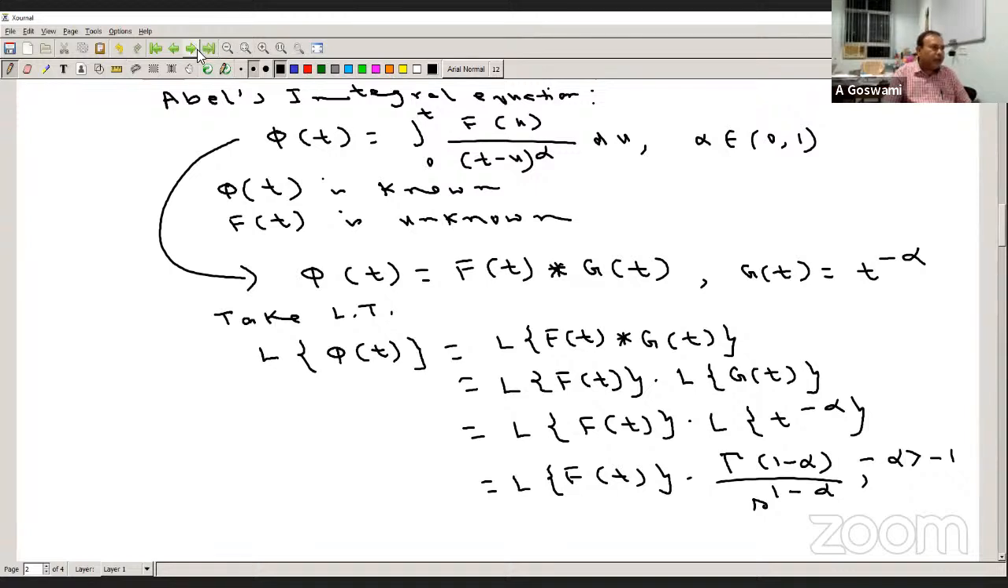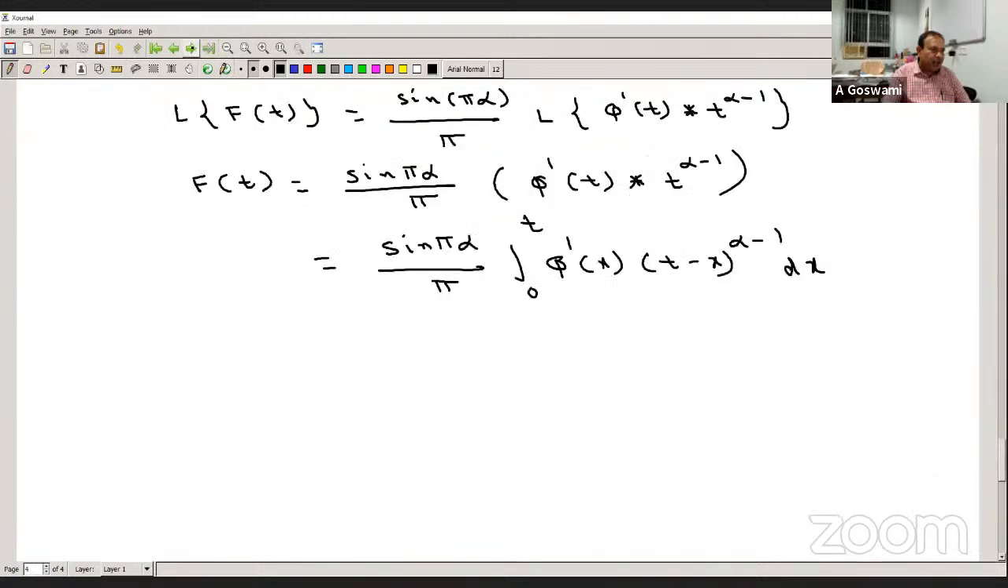So using Laplace transform, we are solving this, and ultimately f t you are getting sine pi alpha by pi, integral from 0 to t of phi dash x into (t minus x) whole to the power alpha minus 1 into dx. So if I know phi x, I can find out phi dash x, and if I evaluate the integral, then I will obtain the solution of this function f t.